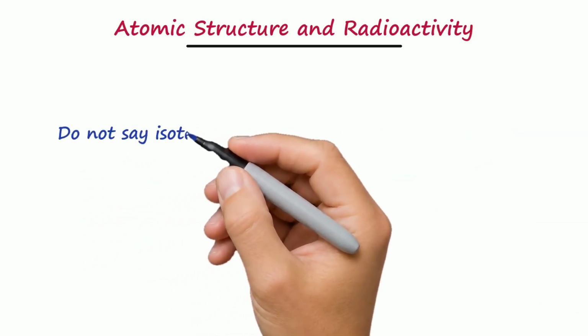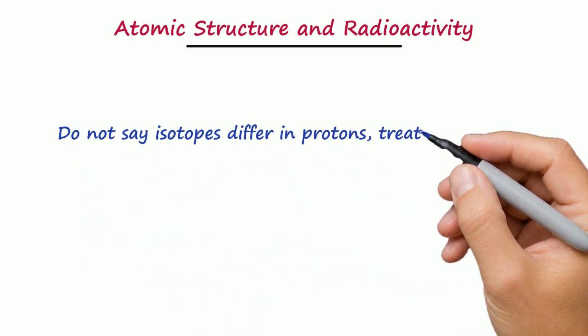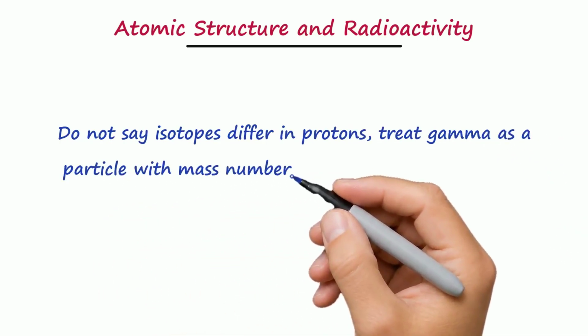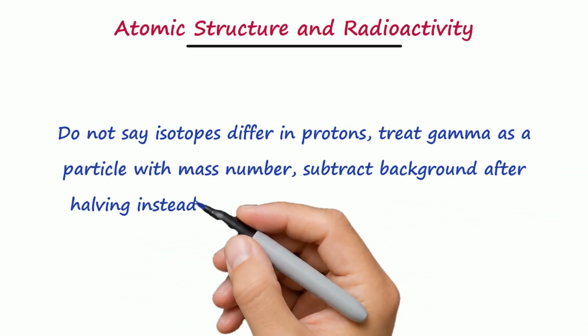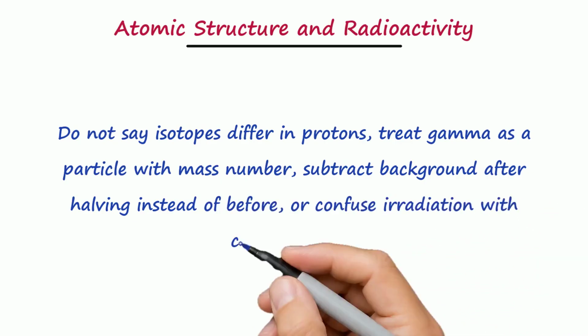Do not say isotopes differ in protons, treat gamma as a particle with mass number, subtract background after halving instead of before, or confuse irradiation with contamination.